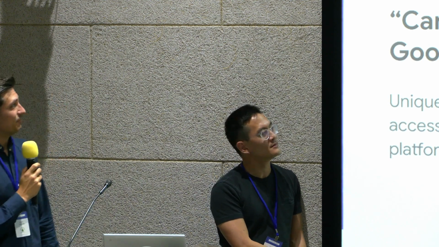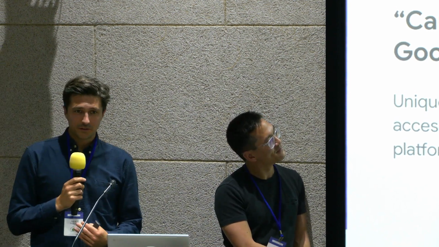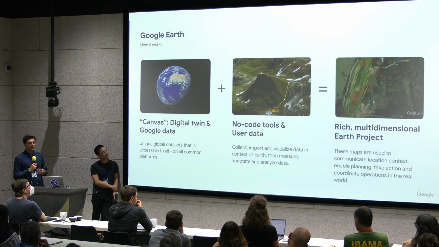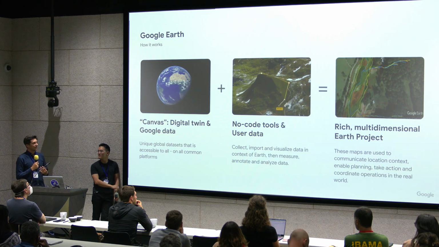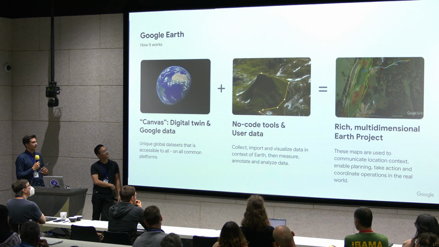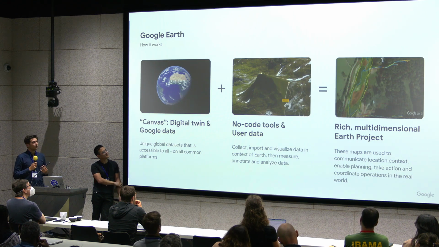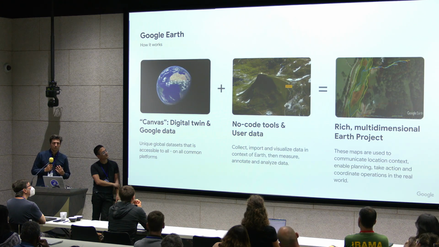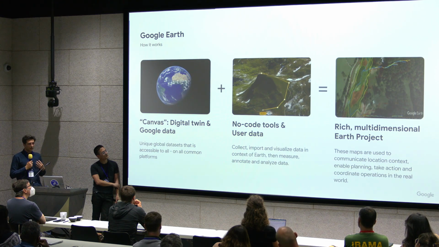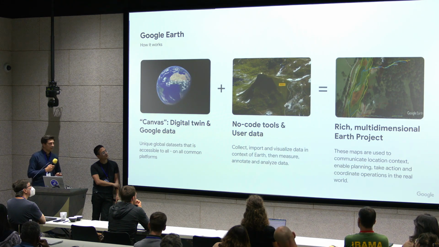Google Earth is really one of the most detailed models of the world there is, with satellite imagery, Street View, 3D, and so forth. Coupled as a canvas with easy to use tools that allow really anybody to use the product. Pairing these together, you can create rich multi-dimensional Earth projects that are used to communicate location, context, and so forth, and it is a phenomenal product and canvas to use for site selection, to orient yourself on the built and natural environment.